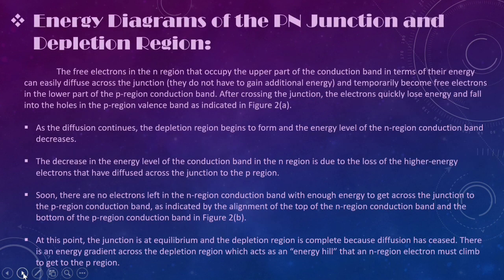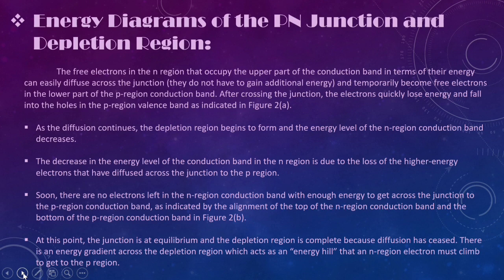Now we should discuss the energy diagrams of the p-n junction and depletion region. The free electrons in the n region that occupy the upper part of the conduction band in terms of their energy can easily diffuse across the junction and temporarily become free electrons in the lower part of the p region conduction band. After crossing the junction, the electrons quickly lose energy and fall into the holes in the p region valence band, as indicated in the figure.